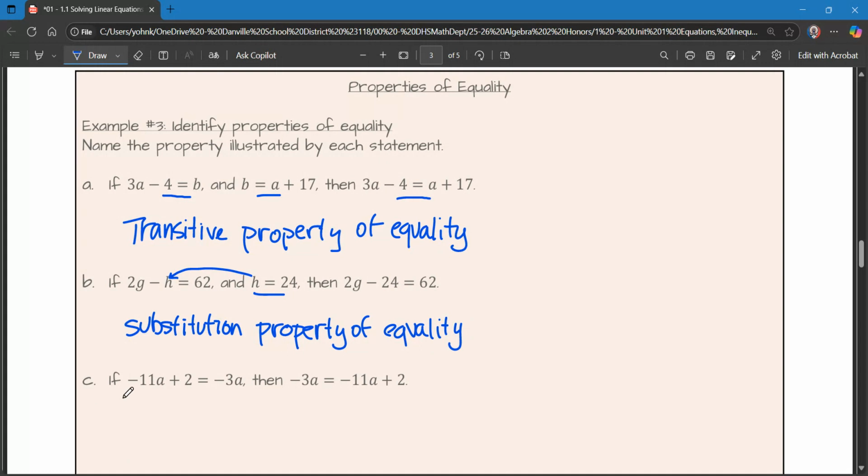Letter C, if negative 11a plus 2 equals negative 3a, then negative 3a equals negative 11a plus 2. Notice that the same things are on the two sides of the equation, but they're swapped. When they're swapped, that's the symmetric property of equality. All right, so we've got some more properties coming up.